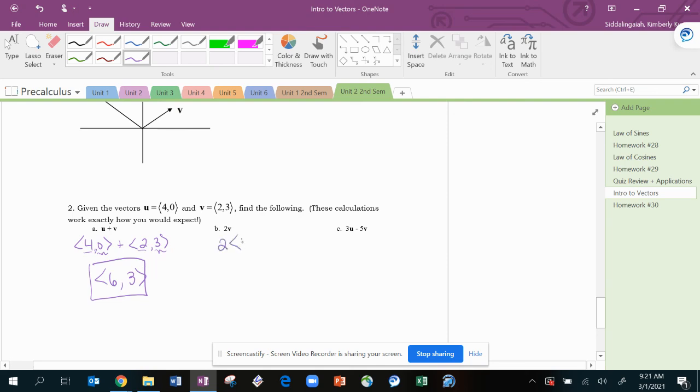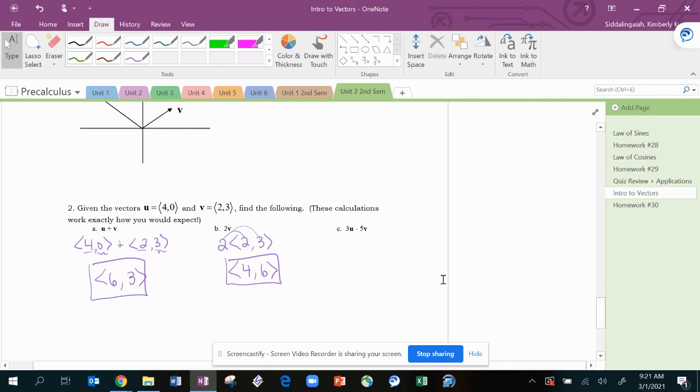2 times vector v. This is going to be 4, 6 because I'm going to almost distribute that 2 to both components. And then I'll leave the last one for you as a little challenge, 3u minus 5v. See if you can do that. It's kind of combining what I did here in parts A and B.